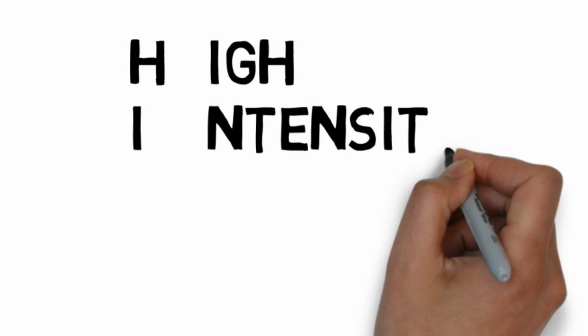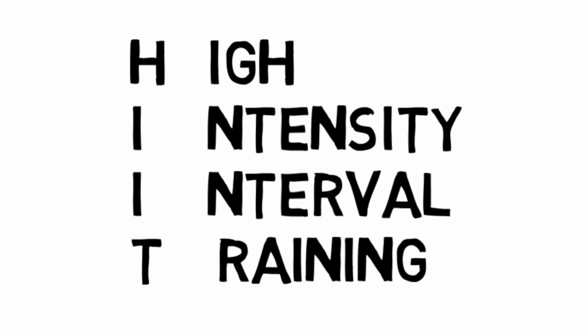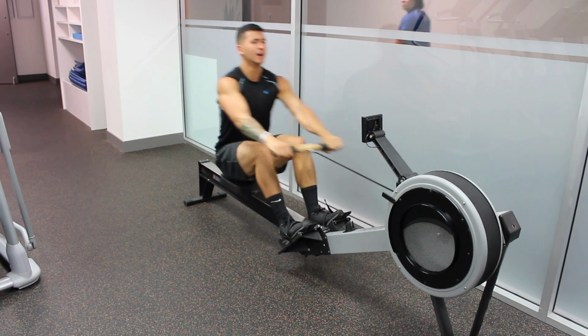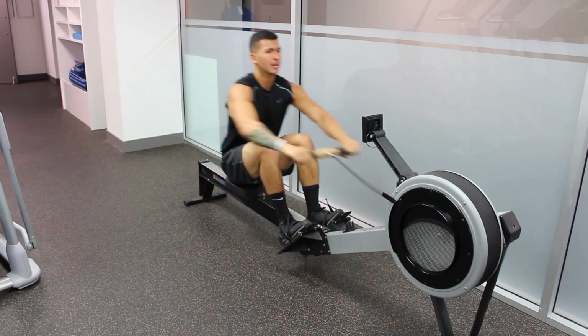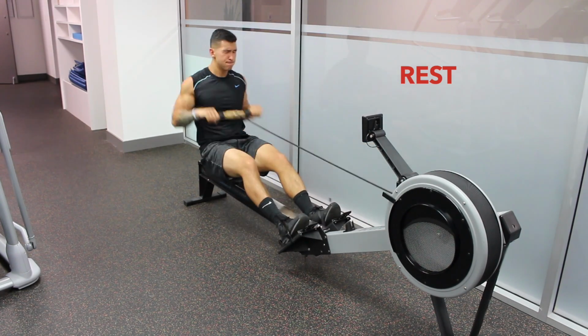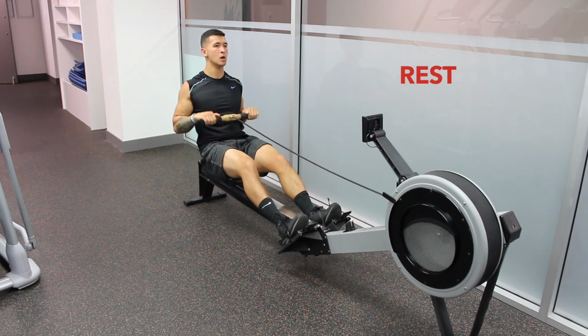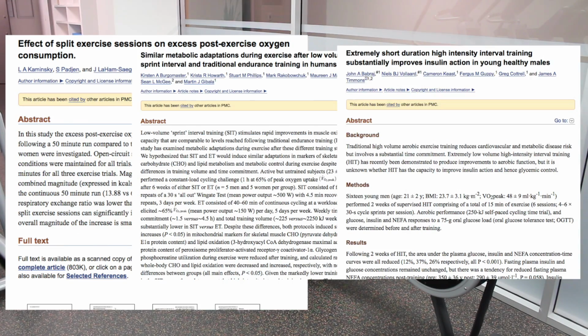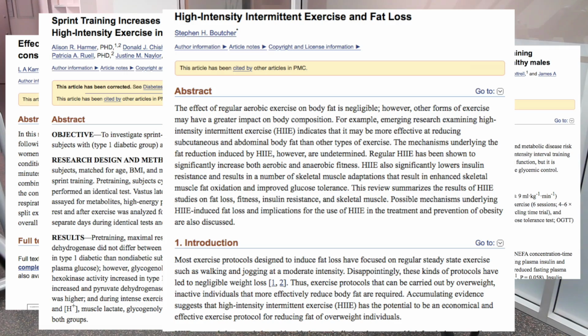For those of you who don't know what high intensity interval training is, it's basically a style of cardio where you alternate between periods of all out intensity and rest. The reason HIIT became so popular is due to the number of studies supporting its superior role in fat loss compared to steady state cardio.